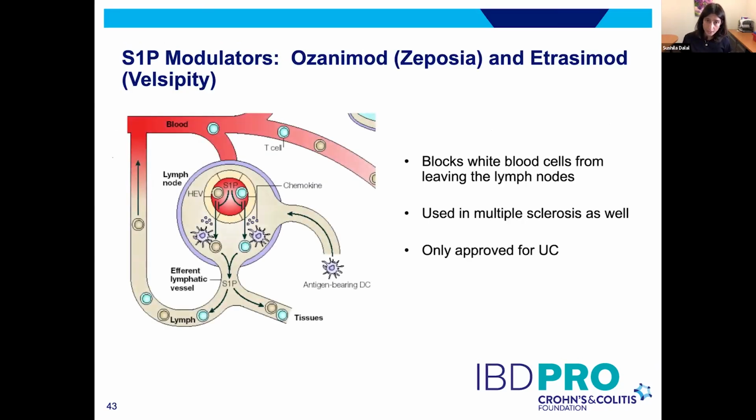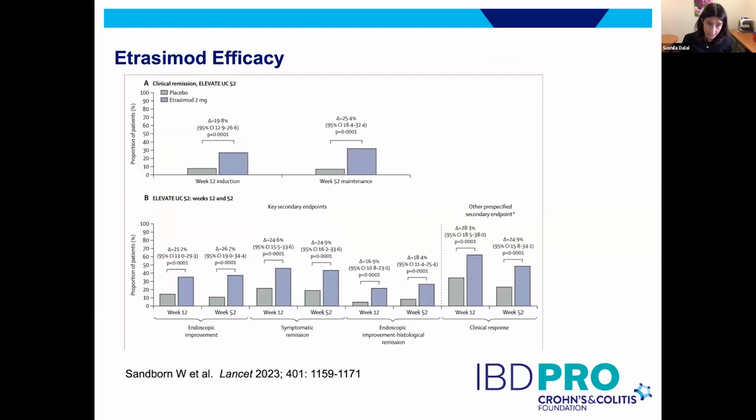S1P receptor modulators, so this is ozanimod or etrasimod. These medications work by essentially blocking white blood cells from leaving lymph nodes. They are used in multiple sclerosis as well. Actually, ozanimod, or Zeposia, is used at the exact same dosing in multiple sclerosis as we have for ulcerative colitis. These medicines are only approved for ulcerative colitis. They are not approved for Crohn's disease. They're once daily oral medications.